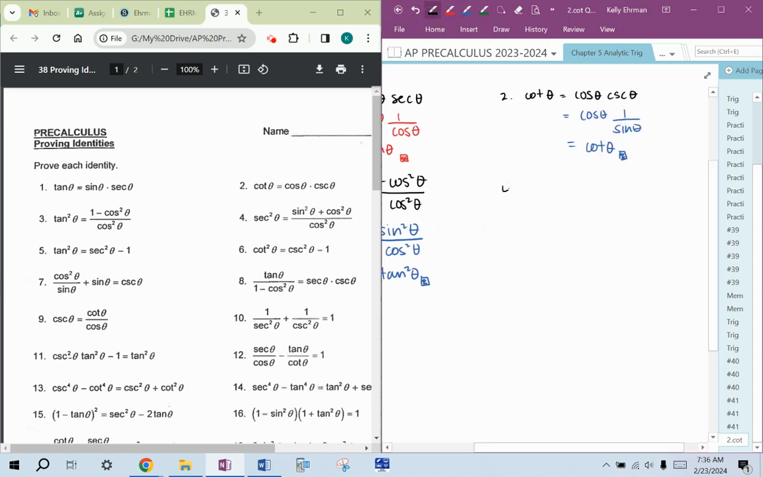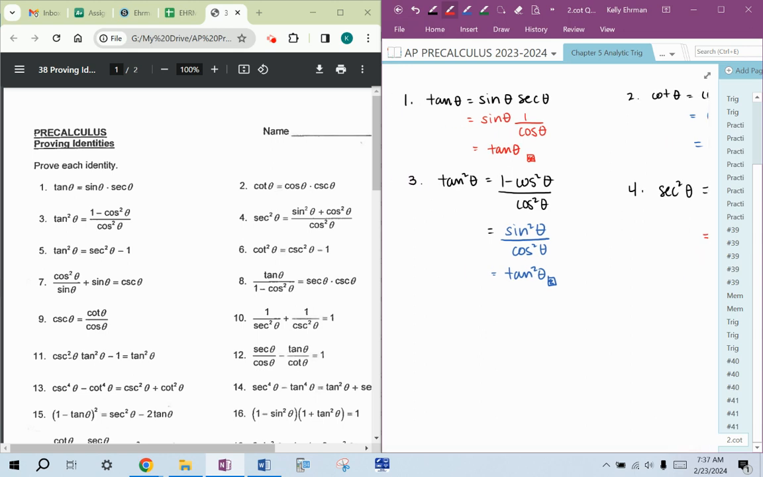For number 4, similar idea here. Now we have secant squared theta equals sine squared theta plus cosine squared theta all over cosine squared theta. So let's start on the right side. Sine squared plus cosine squared is a Pythagorean identity equal to 1. 1 over cosine squared theta is secant squared theta. You do need to write the angles. On our quiz, these will all be x's. You need to write the theta or the x or whatever the angle is to get full credit for these problems.